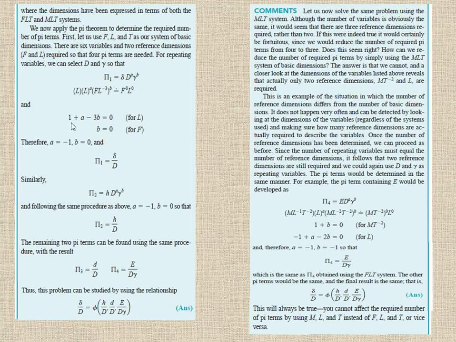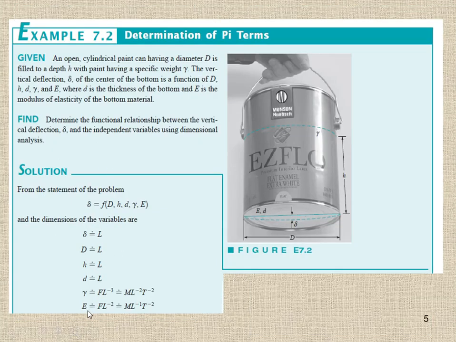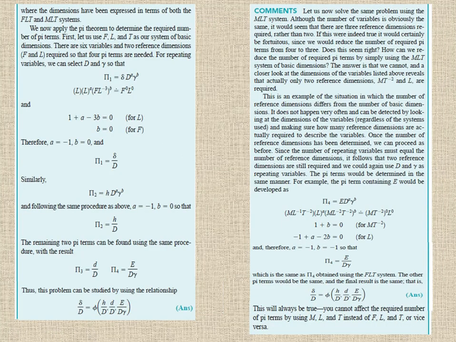So what is going to be the total number of pi terms we will get in that case? The total number of variables we have is 6, and the total number of reference dimensions we have is 2. So 6 minus 2 equals 4. So in this case we will have 4 pi terms. The first pi term is the repeating variables with exponent powers multiplied by one non-repeating variable. For pi 1 we have considered the first non-repeating variable, the deflection, the small delta, which is basically a dependent variable.